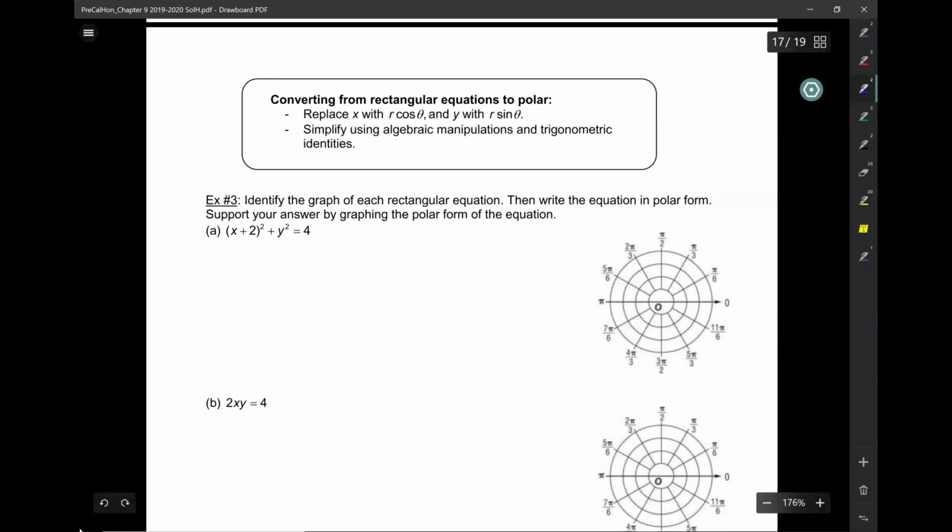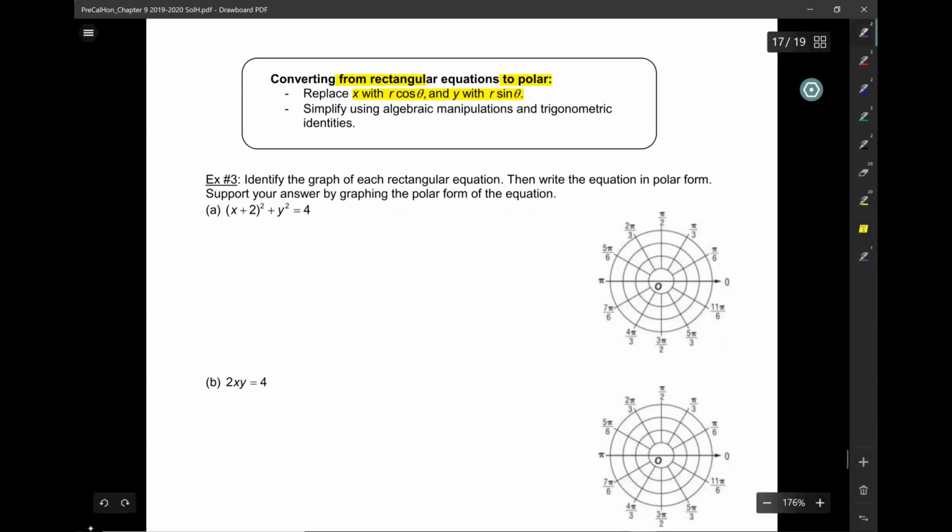All right. So let's just get right into it. These are actually fun. I kind of like these. So let's convert from rectangular to polar. All right. So remember that cheat sheet, where I said x is r cosine theta, y is r sine theta. That's it. You're just going to replace x with r cosine theta, y with r sine theta. You simplify, simplify, simplify, and then you get a cute little equation. Okay? All right.